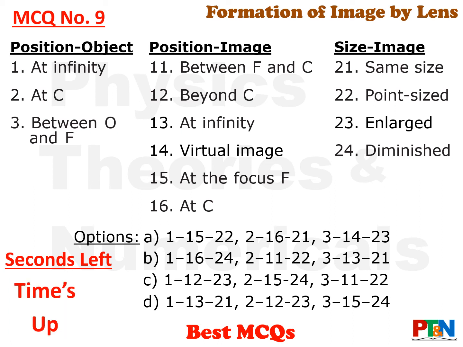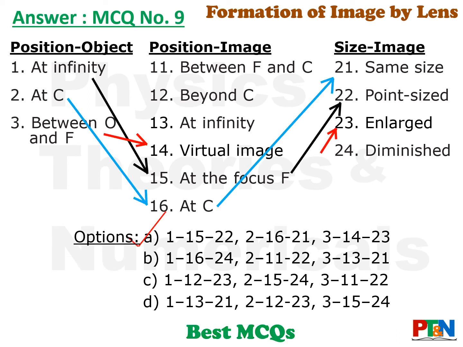Time's up. Let's see the answer. The answer is option A. In fact, we have done the arrow marking also. If the position of the object is at infinity, image will be at focus and it will be point size. If the object is at center of curvature, the image also will be at center of curvature on the other side and the size will be same. If the object is between optical center and focus, it will be a virtual image and enlarged. So your option is option A.